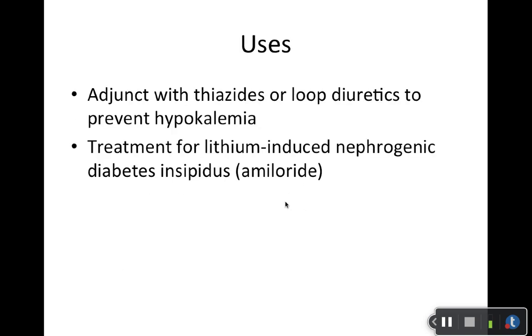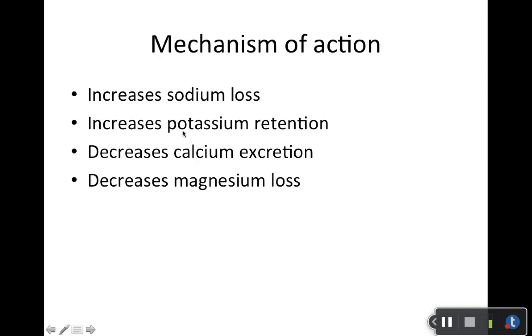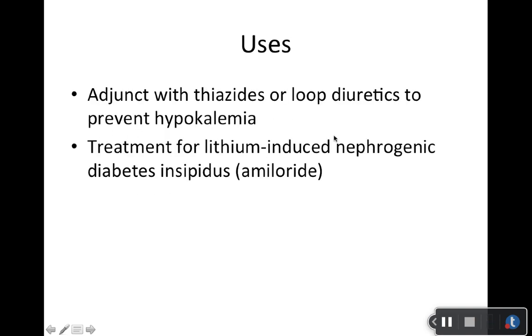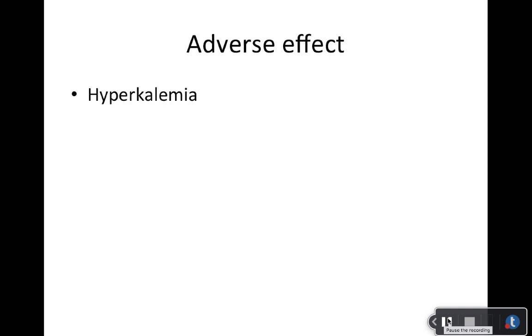Hopefully these two slides will help with studying purposes. Uses, not great as far as first line for hypertension, but they can be used in adjunct to help prevent the hypokalemia, because like we said here, it increases potassium retention. And then it can also be used for lithium-induced nephrogenic diabetes insipidus. We'll talk about lithium in the psych module, but just know that one of the adverse effects of lithium is that it can cause DI, or diabetes insipidus, the nephrogenic type specifically, and that these may be beneficial. And specifically, amiloride.